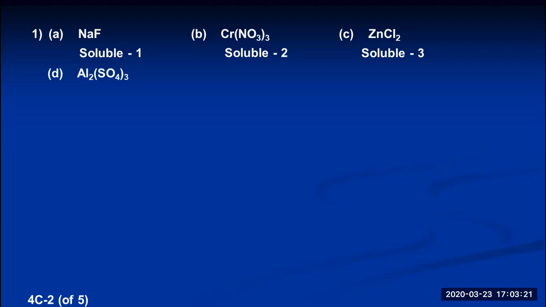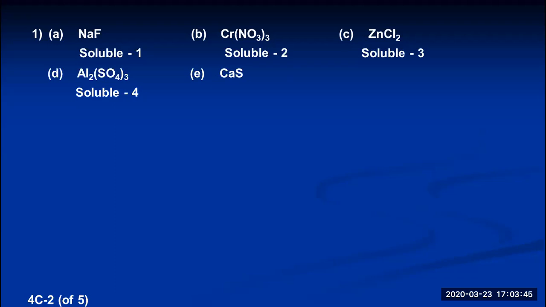D is aluminum sulfate. This compound would be soluble in water based upon rule number 4. Sulfate ions never precipitate with cations in solution except with mercury 1, lead 2, calcium, strontium, and barium. And aluminum is not one of those exceptions, so therefore aluminum ions would not precipitate with sulfate ions. This compound would be soluble.